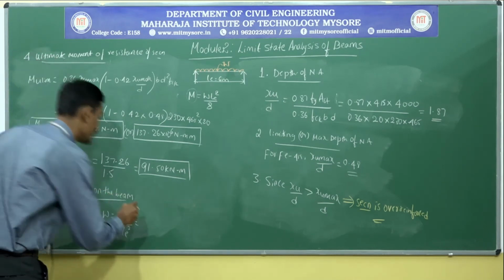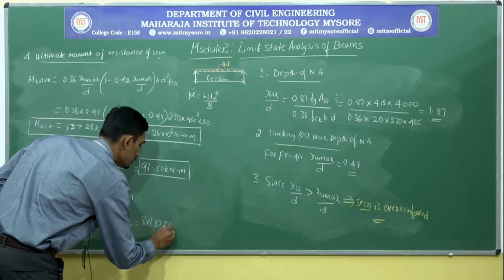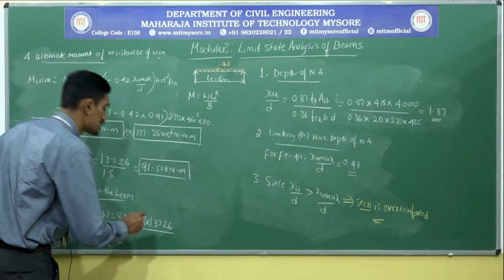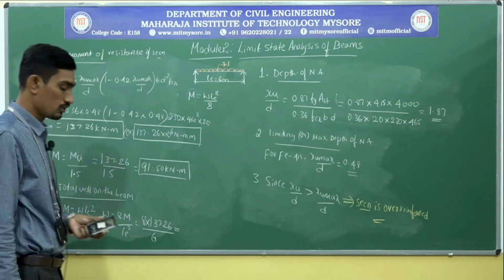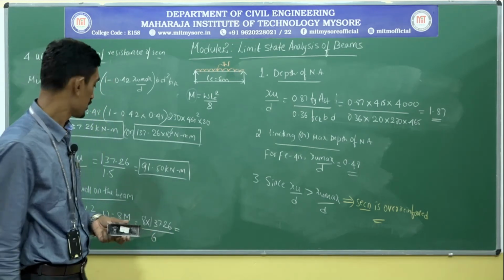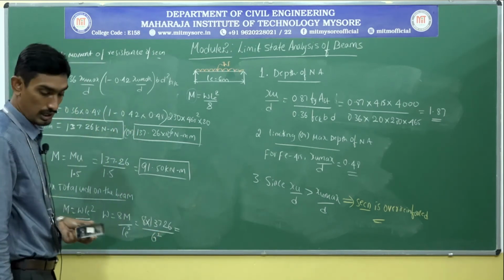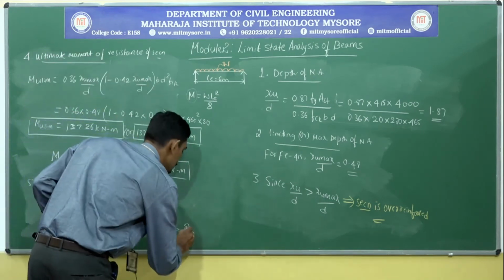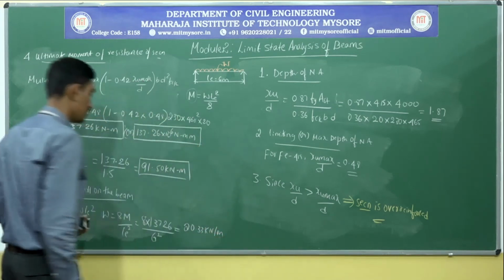Okay. So next, 8 into 137.26 kilonewton meter divided by the span, the effective span is 6 meter. That is 6 square. So this works out to be 20.33 kilonewton meter.